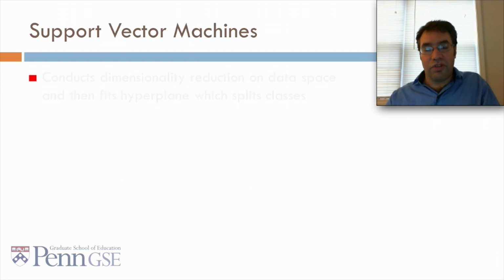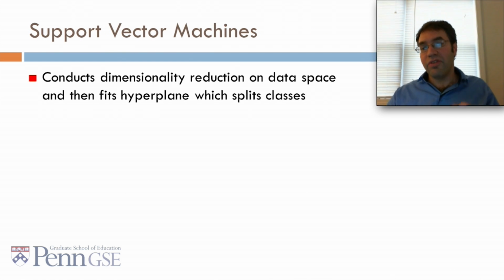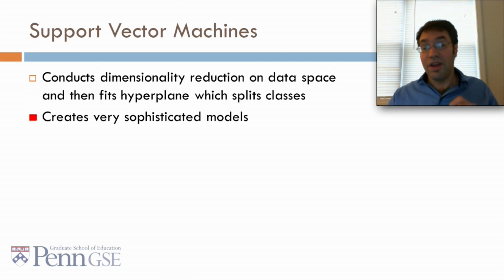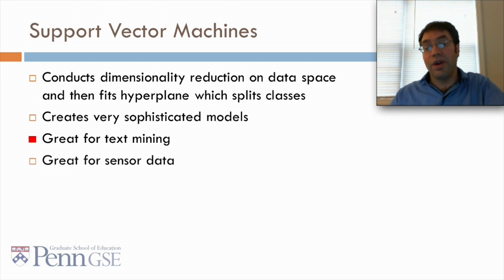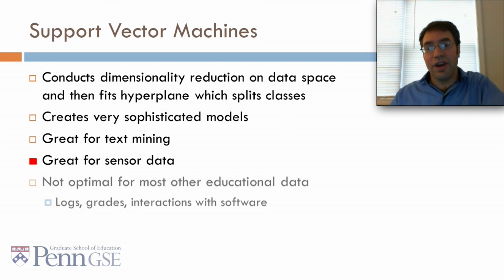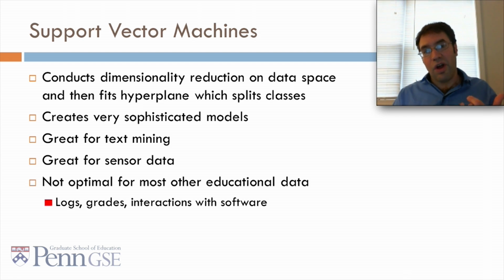Support vector machines are such an example. They conduct dimensionality reduction on data space and then fit a hyperplane which splits the classes. This creates very sophisticated models, and it's great for text mining for reasons that aren't worth going into right here. It's also great for sensor data. But it's not optimal for most other educational data, including things like logs, grades, and interactions within the software.